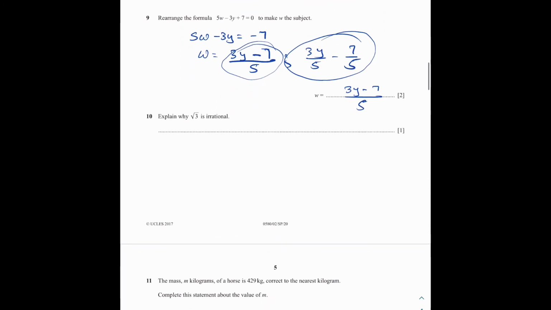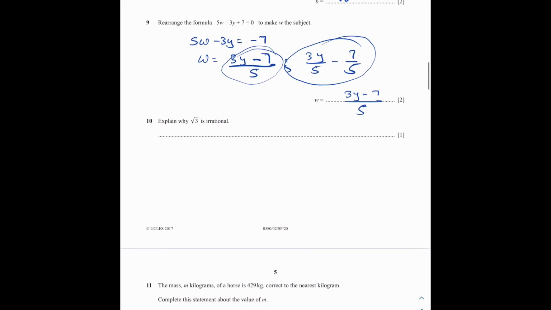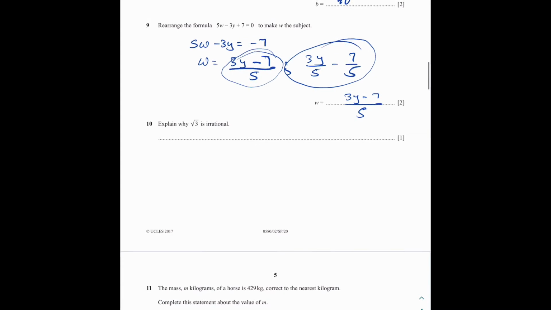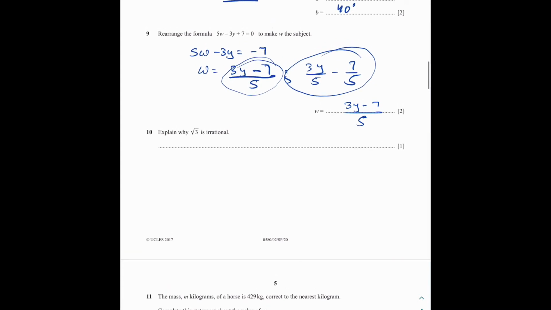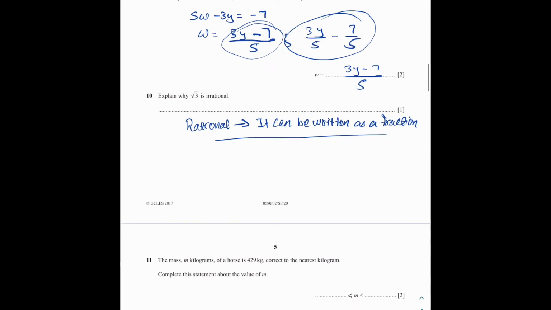Explain why negative square root of 3 is a rational number. Well, irrational, not rational. Basically, what rational means is it can be written as a fraction, and square root of 3 cannot be written as a fraction, so that's basically your answer.